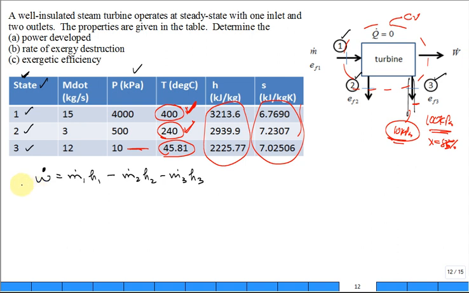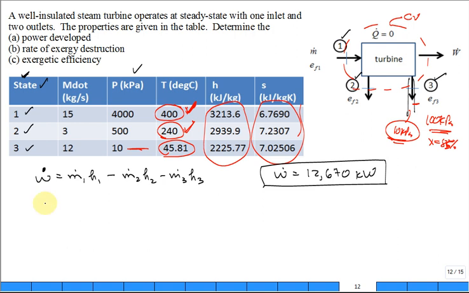You're given the mass flow rates and the enthalpies, and if you make the calculation, you'll find that W dot is 12,670 kilowatts. So it's 12.7 megawatts. Okay, that's a lot of power out of one steam turbine. Now the second part, part B, what is the rate of exergy destruction?